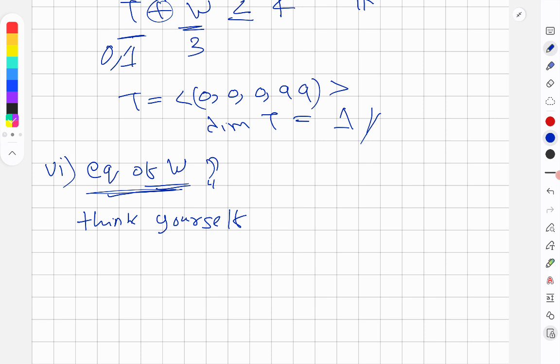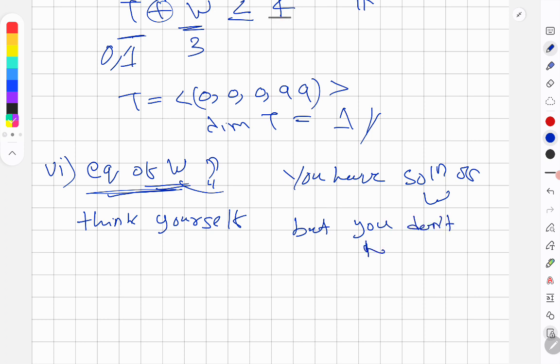No, so I have the general solution of W. You have the solution of W, but you don't have an equation. So you try to address this problem. If you don't do it, we will do it in just 5 minutes. No stress. I will try to do it.